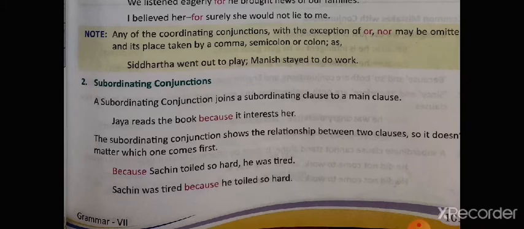So here the subordinating clause, the book interests her, is joined to the main clause with the word that acts as a subordinating conjunction, which is because. The subordinating conjunction shows the relationship between two clauses, so it doesn't matter which one comes first. Because Sachin toiled so hard, he was tired. Sachin was tired because he toiled so hard. So it is not necessary whether we write the subordinating clause first, or the main clause first, or the conjunction first. The meaning of the sentence would be the same. Coming on to the next page.